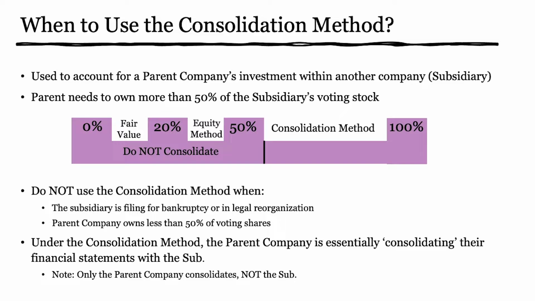A large portion of what surrounds this consolidation method is that of eliminating journal entries in order to do this consolidation, which we'll be taking a look later on in the video. And again, just keep in mind, only the parent company would consolidate, not the subsidiary.